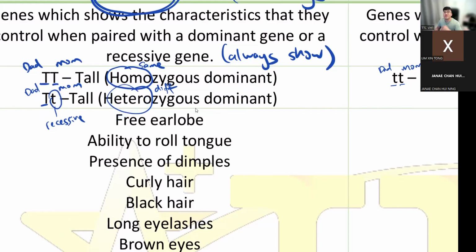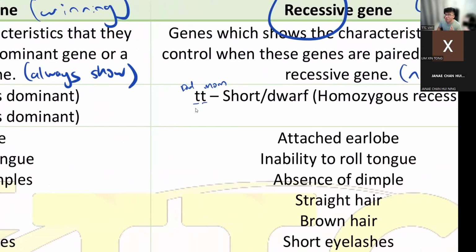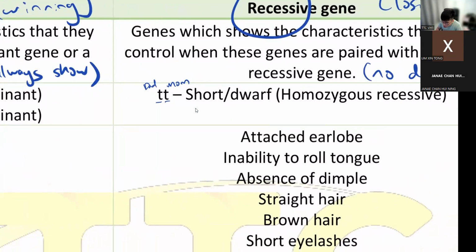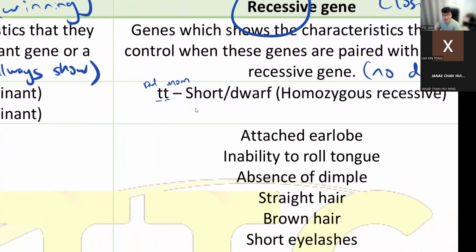So we have three types here. You have homozygous dominant, you have heterozygous dominant, you have homozygous recessive. There's no such thing as heterozygous recessive, because if it is hetero, it means it's different already. Different means for sure dominant. You get me? When you are recessive, you are for sure both short. Nothing we can do, right?